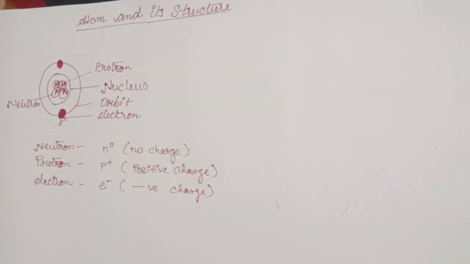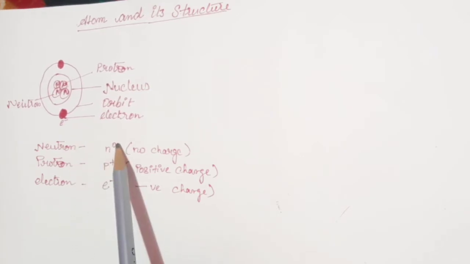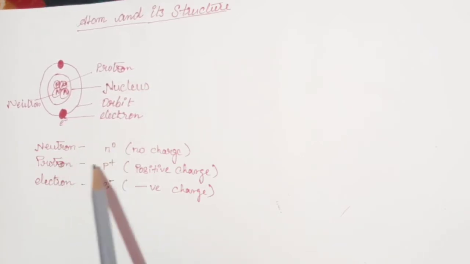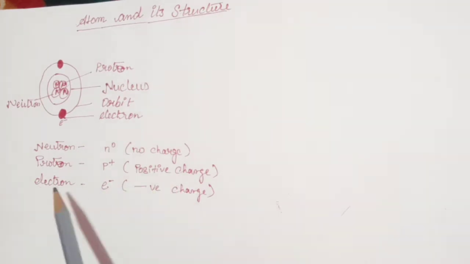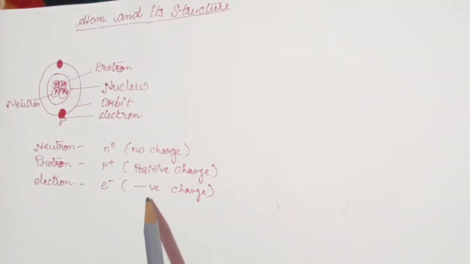Atom. Atom is the smallest unit of any substance. Atom consists of three particles: neutron, which has no charge; proton, which has a positive charge; and electron, which has a negative charge.